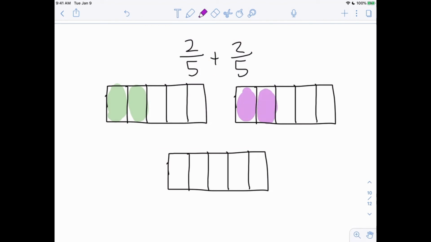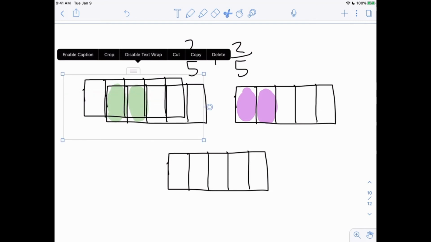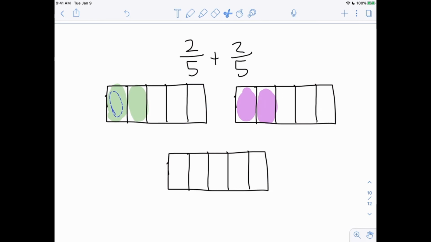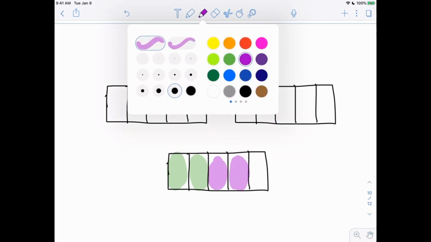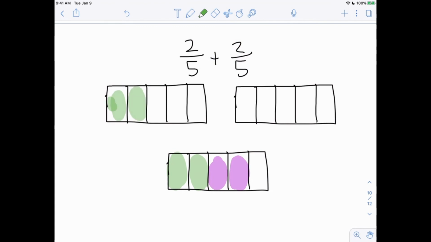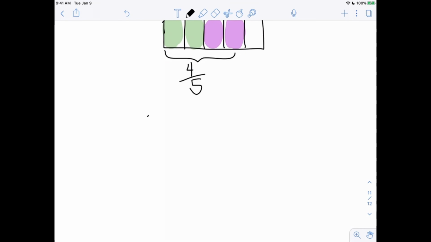Now, if we're going to add those together, really, I could just take that and move it here. I could take this and move it here. I could take this and move it here. And I can take this and move it here. So what we ended up with is what we used to have as 2/5 like this, and another 2/5 right here. And what does that end up giving us? That ends up giving us 4/5 as our sum.